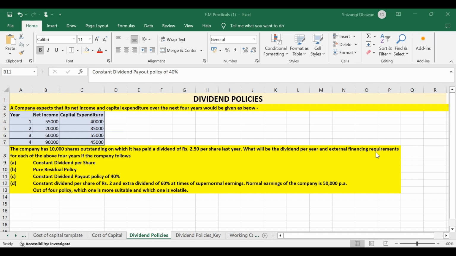It is basically the strategies which are followed to decide the amount of dividends and the timing of the payments, and we have a number of theories also for that, like Modigliani-Miller theory, Gordon's theory, Walter's theory, are some of the dividend policy theories.